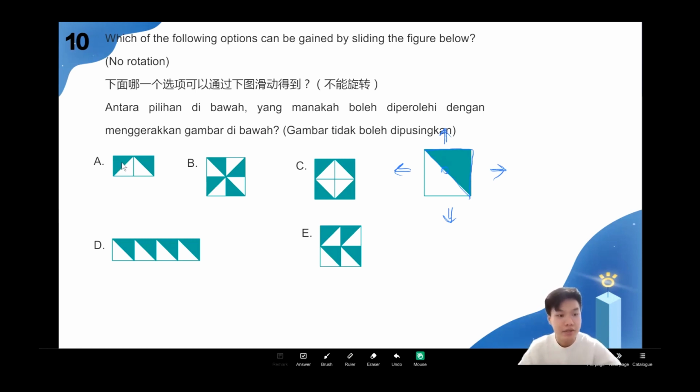Let's see. In A, the shaded part is on the top left, so it is not A. For B, there's one even at the bottom, which will not be possible. So not B. For C, there's a shaded part on the top left, which couldn't be achieved by just sliding. For E, the top two are not possible by sliding. Therefore, D, yes, all the shaded parts are on the top right. Therefore, the answer is D.